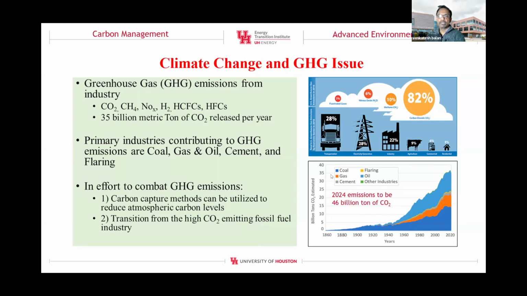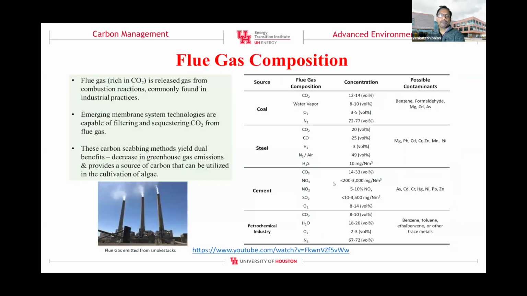Many of the industries do emit flue gases. Most industries use fossil fuel, either coal or petroleum products, to meet their energy demands. The amount of flue gases emitted by each industry is different, and the carbon dioxide content is also different. For example, coal has 12 to 14% volume of carbon dioxide. Steel has 20% volume, and also 25% carbon monoxide. The cement industry has 14 to 33% volume. The petroleum industry has 8 to 10% volume.